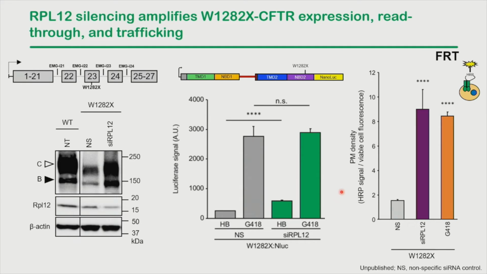And then we also wanted to evaluate the effects of RPL12 suppression on the trafficking of 1282X. And so using a similar construct where the 1282X has an extracellular HRP tag introduced in the fourth extracellular loop, we evaluated the cell surface localization of W1282X in response to RPL12 knockdown and compared that to G418. And we can see that there was a very robust rescue of the cell surface localization.